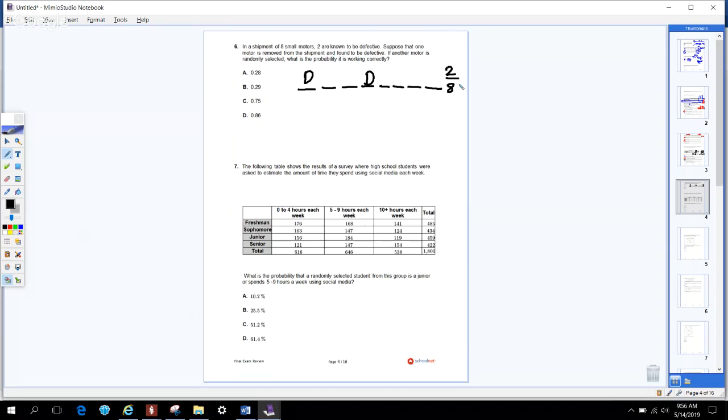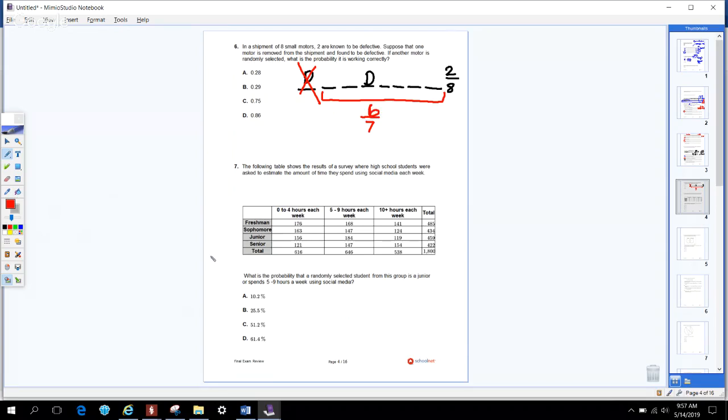Now they tell you that they took one of them out. So because they took one of them out, I'm going to cancel, we're going to cross that one out. Then we have to see how many are left. So now we look here. Because you took one out, altogether there's 7 left and 1 of them is defective, which is not one of the answers. Oh, it's working correctly. Sugar shoots.